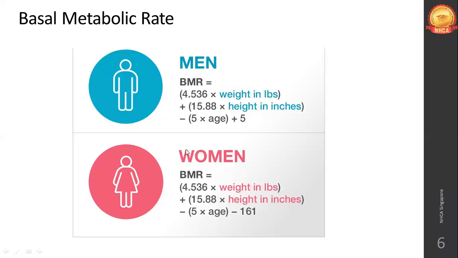So this is how you calculate a person's basal metabolic rate. A person's weight is important, their height, their age, okay, and their gender. Their sex is important. So these four elements are important to calculate a person's basal metabolic rate.